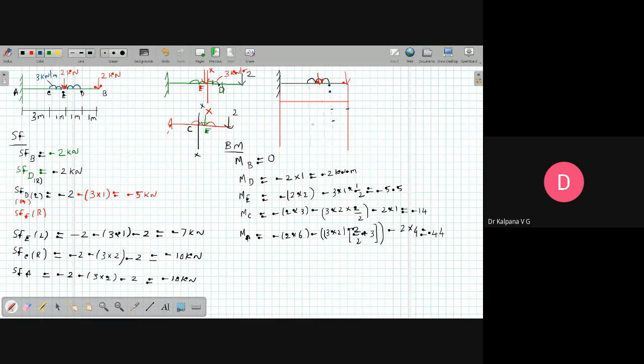So it is the value. From here it keeps on increasing. Here it is 10. And then between A and C it's a constant, 2 kilonewton. So wherever point load comes, it's a rectangle. So between D and B, it's a rectangular one. There is no change in load. And then from D to C, it is UDL. As you know, for UDL, it's a linear variation.